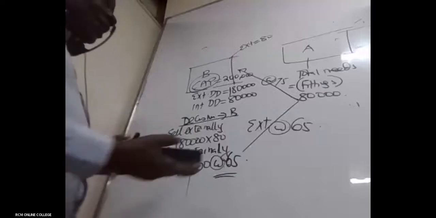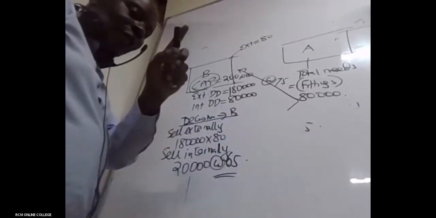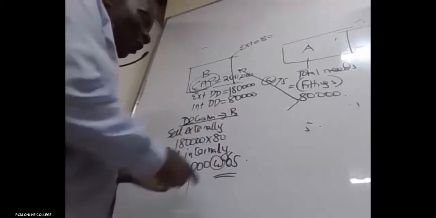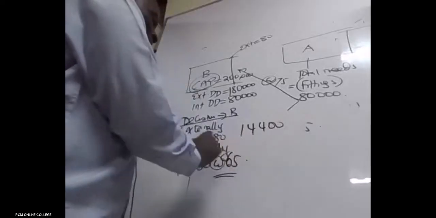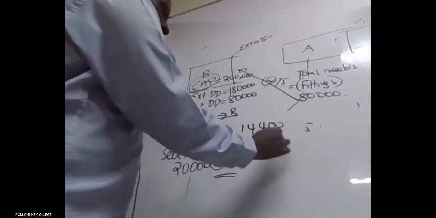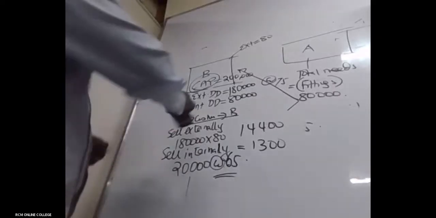Yeah, I repeat. So in this case, you sell externally, in thousands, 14,400. I'm repeating here, 14,400, B, 1,300. So allow me to repeat, ladies and gentlemen, here. Allow me to repeat pretty fast.